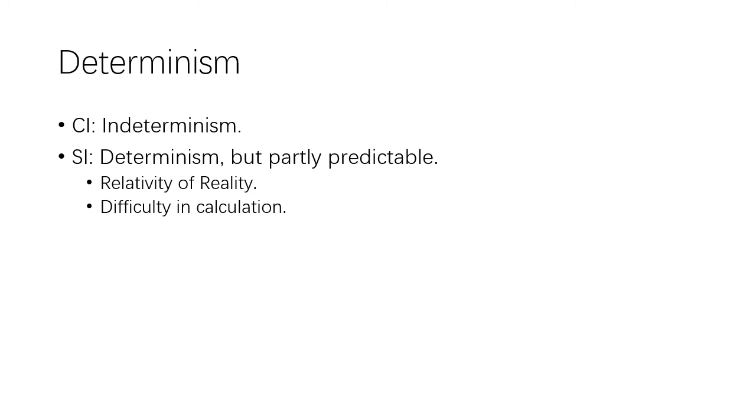Newtonian determinism thinks the future of the world can be predicted by calculation. Standard interpretation determinism is an agnostic one, or relatively predictable one, because the reality is relative and long-term calculation of a complex system is impossible. Even in the Newtonian world, the calculation problem is the same. A partly predictable world conforms with our common sense.